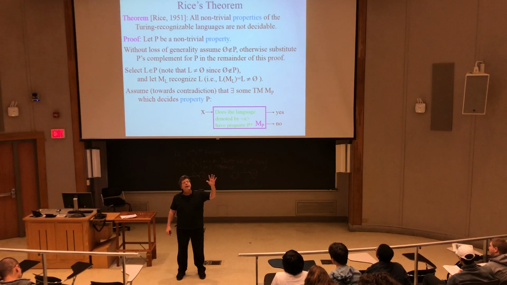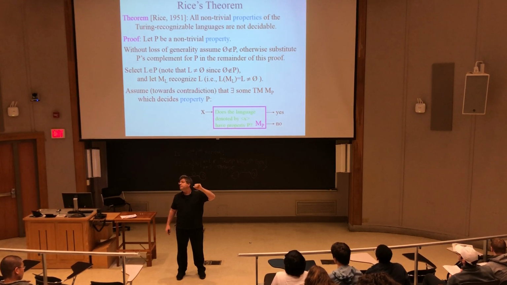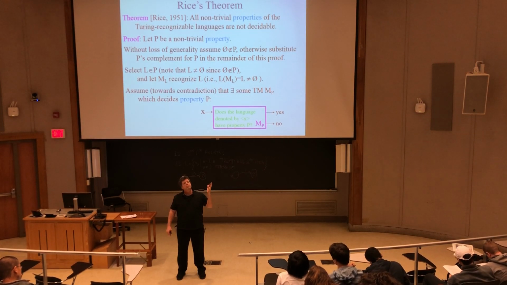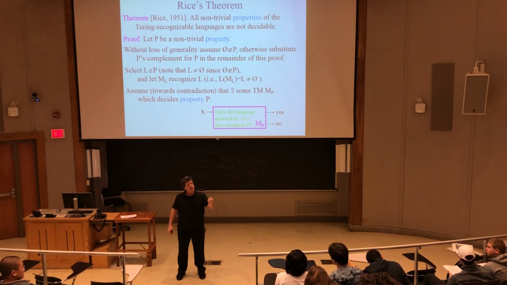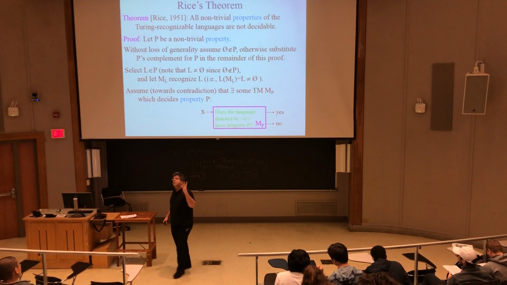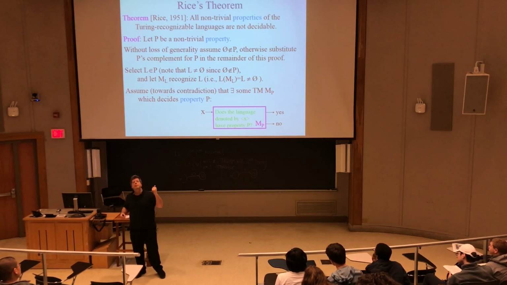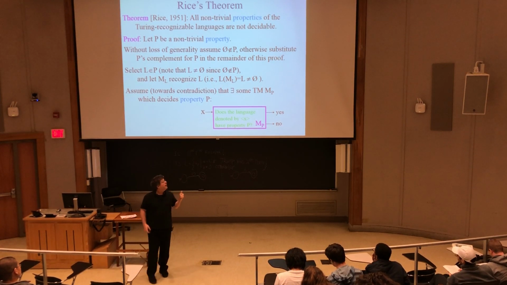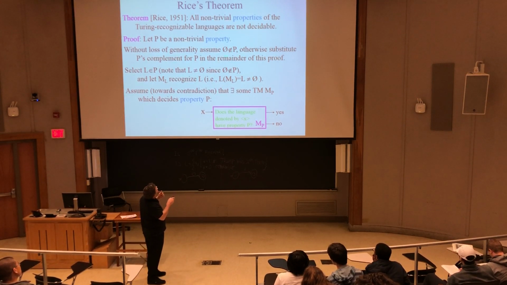Why? What's the proof for that? If some problem is decidable, why is its complement decidable? If a language is decidable, why is its complement decidable? Yeah, just flip the answer. Flip a yes to a no, a no to a yes, and you got a decider for the complement, right? Easy. So assume that the empty language is not one of those languages in P.